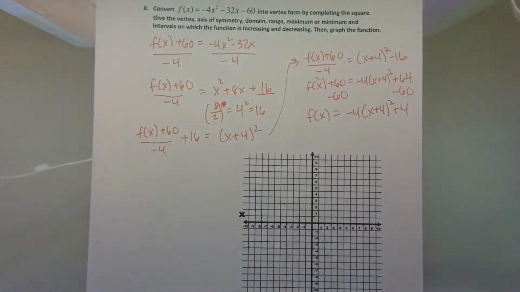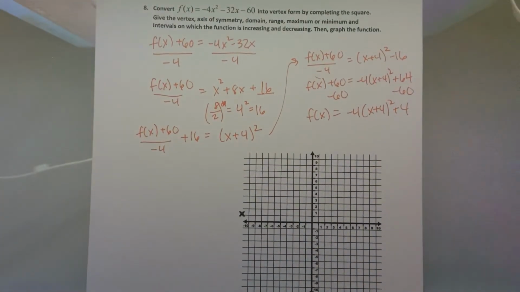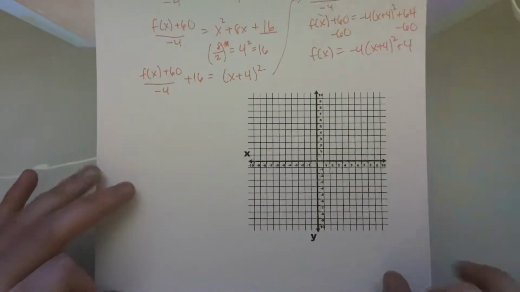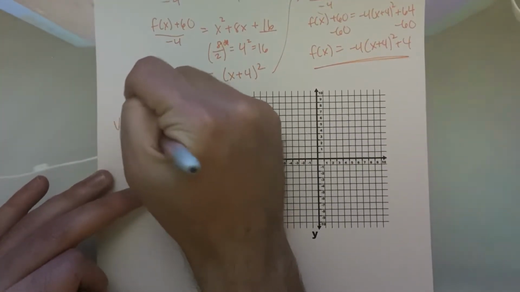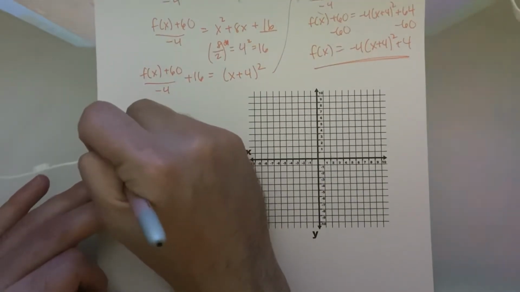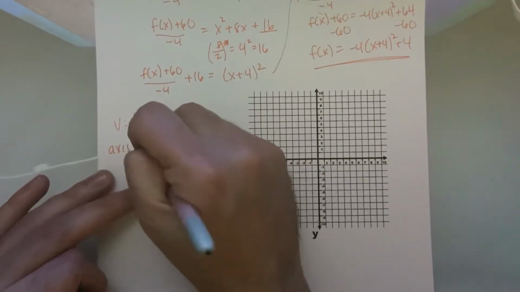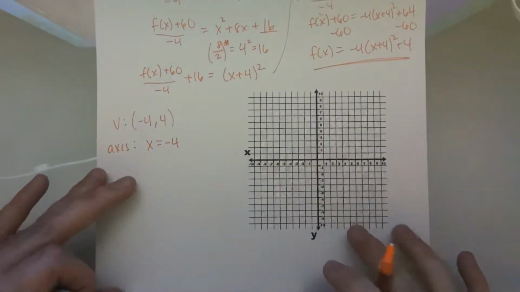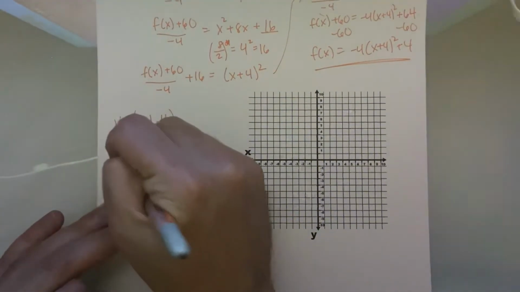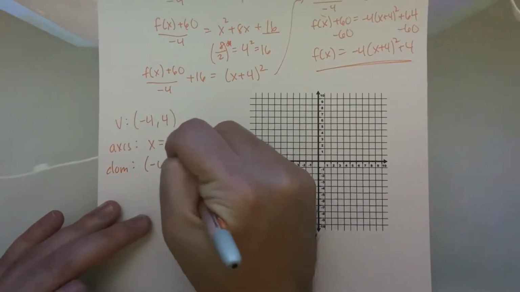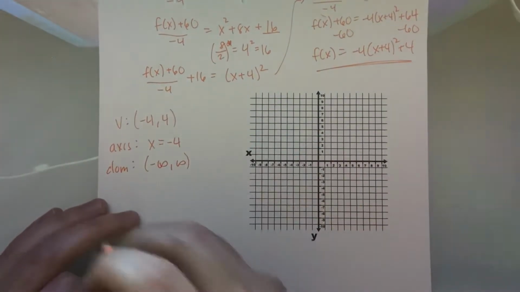A lot of different 4s on this problem. So now I can use this to find my features. I know my vertex is negative 4, 4. Axis of symmetry, x equals negative 4. It's the x value of our vertex. Domain, again, you should always get this right. It's negative infinity to infinity on every quadratic.